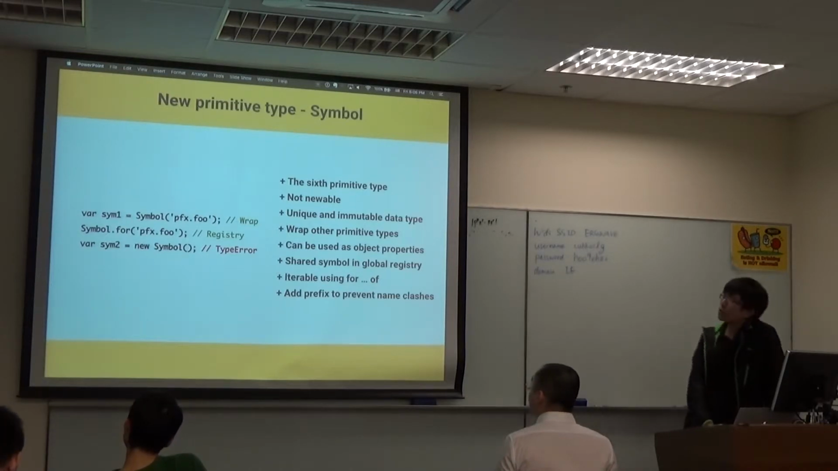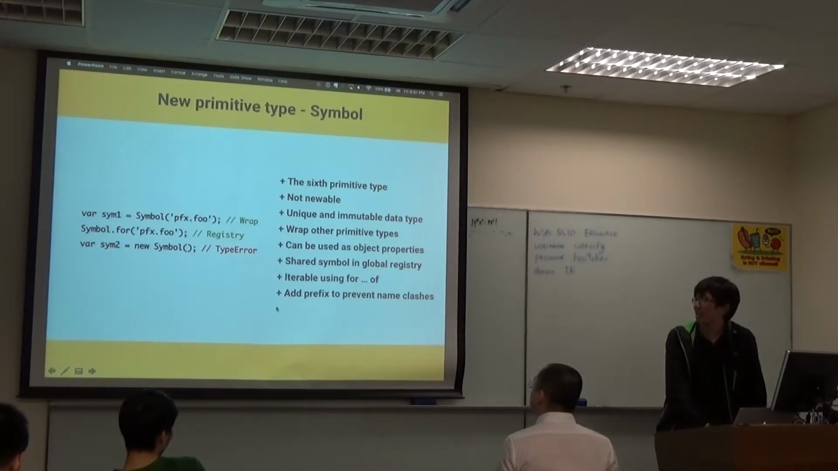Symbol can also be used as object properties. Just to remind you, add a prefix. When you wrap a string, just add a prefix to prevent name clashes.